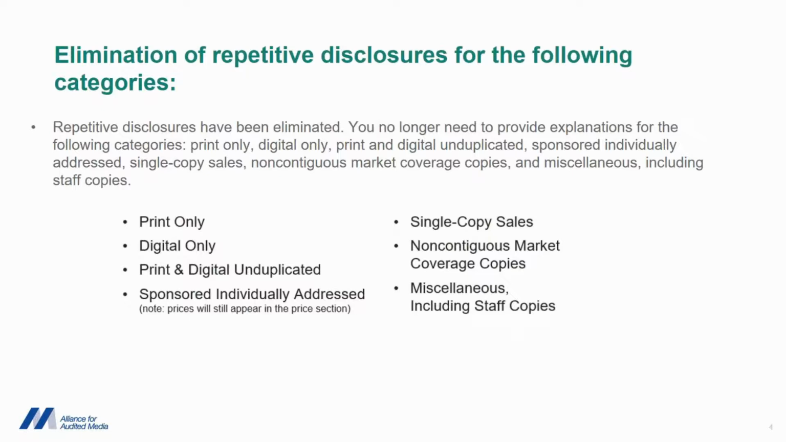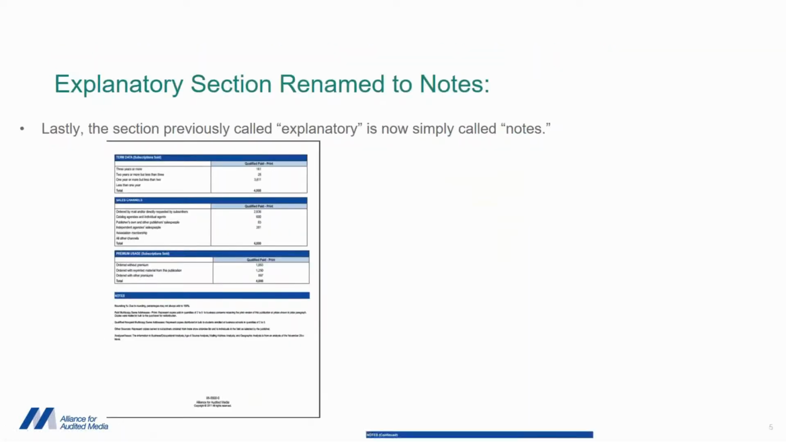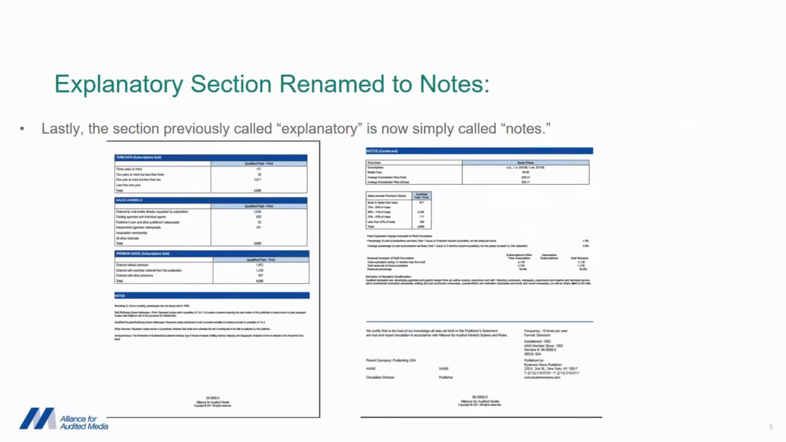Also, we got rid of those redundant explanatories for print only, digital only. Those repetitive disclosures have been eliminated. And then lastly, the explanatory section has been renamed to notes. So really, that's all the main changes for your publisher statement.